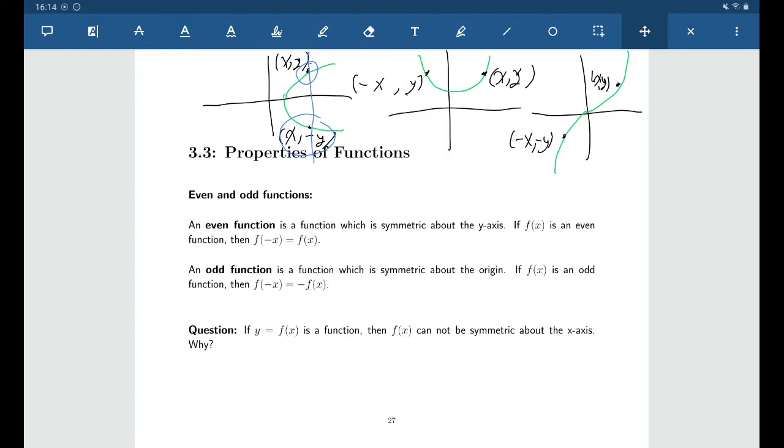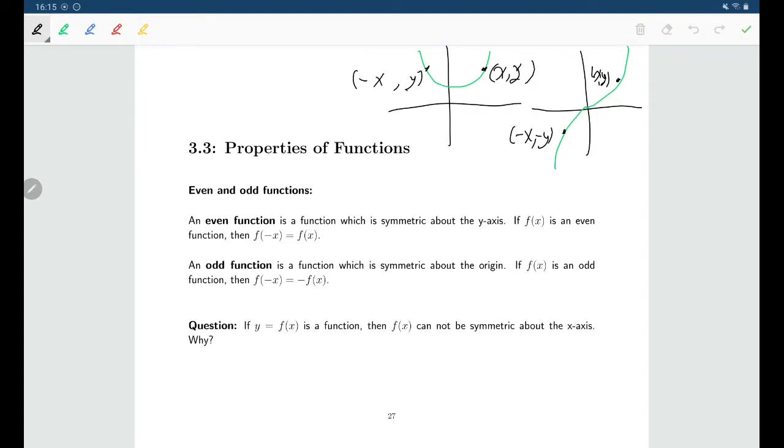If you had something above and something below the x-axis as the mirror image, then you would be able to draw a vertical line that passes through that in more than one place. That means you would have something that's not the graph of a function. So that kind of symmetry we won't be seeing when we talk about functions.